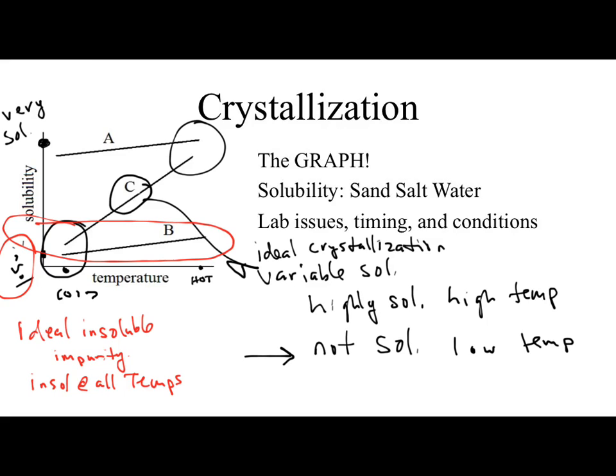B. Okay. What if I'd asked for the ideal soluble impurity? So the ideal soluble impurity would be soluble at all temperatures. We're looking at the top. What's the only thing that matches that? A. Okay? So make sure you know what the question's asking, which part of the graph we're asking you to deal with.